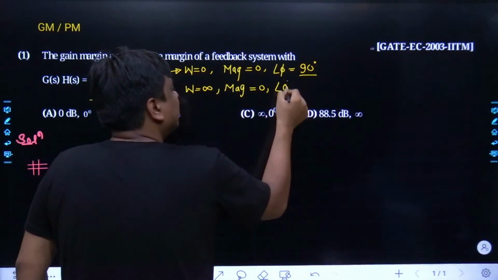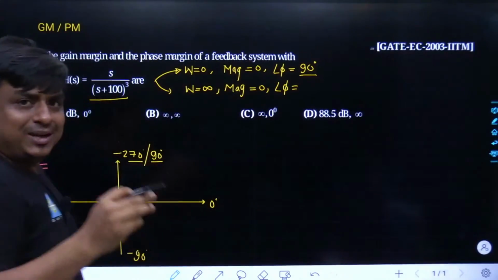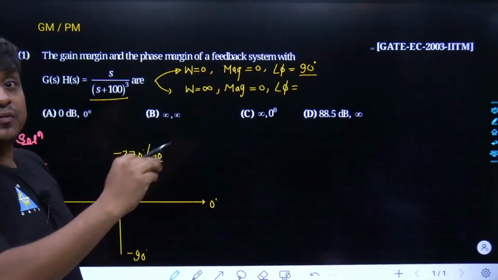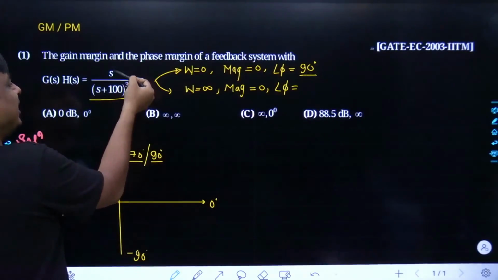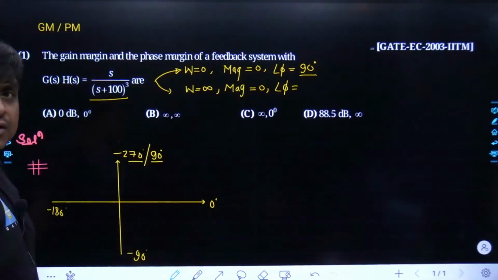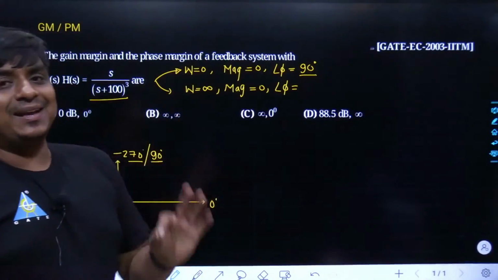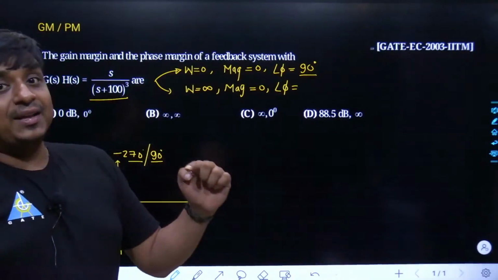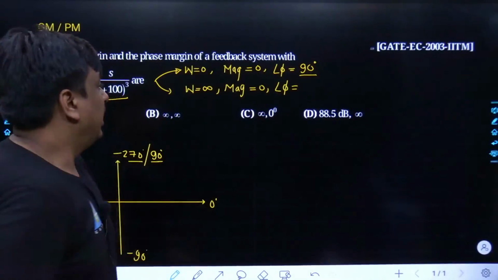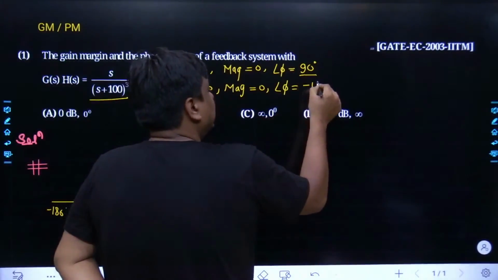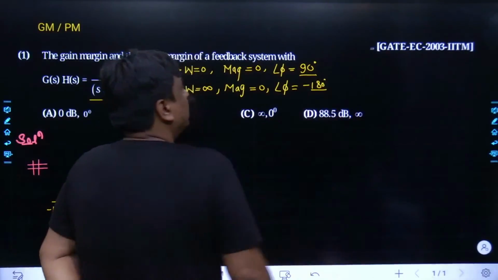And may I know what would be the final angle? The final angle is simply going to be 90 within the bracket, number of zeros minus number of poles. How many zeros did we have? Only one zero. How many poles did we have? Three poles. So simply it's going to be 90 within the bracket 1 minus 3, that becomes minus 2. Minus 2 gets multiplied with the 90, and hence the final angle is simply going to be minus 180 degree. What does that mean?